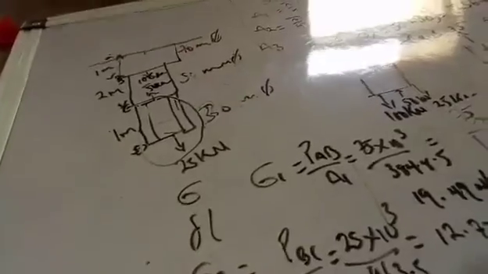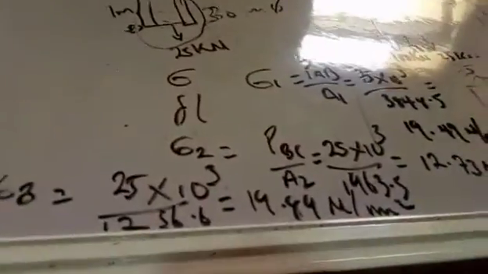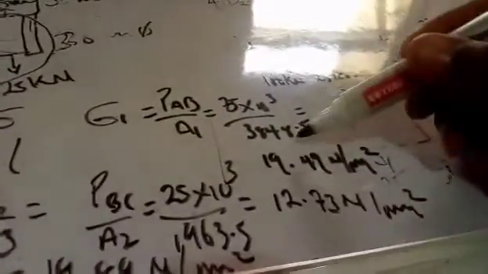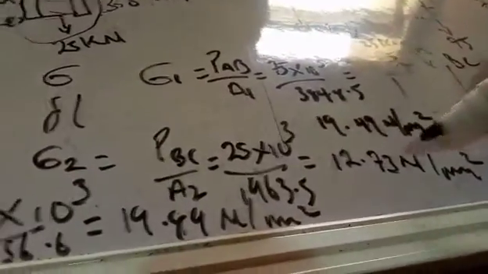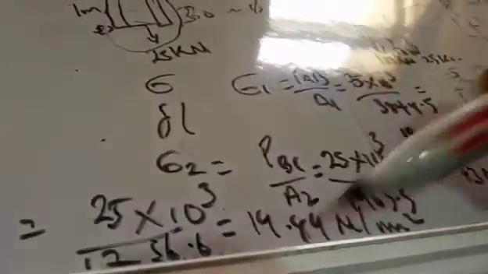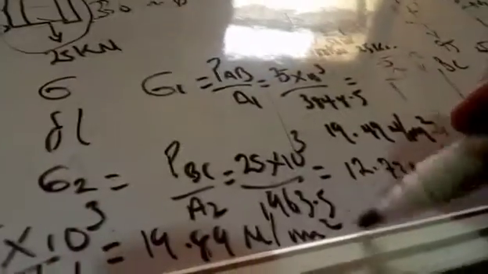So what we need to get now is our elongation. But our question is to get our maximum stress. So which of the stresses here is largest? Is it stress 1, 19.49? Is it stress 2, which is 12.73, or stress 3, which is 19.89? So stress 3 is our maximum stress.